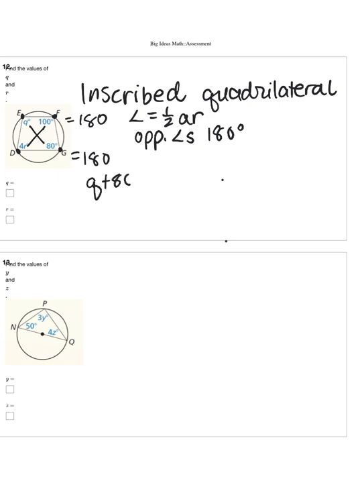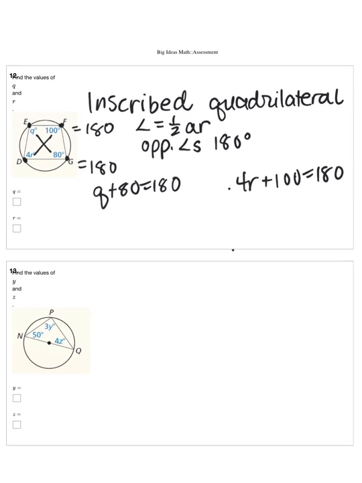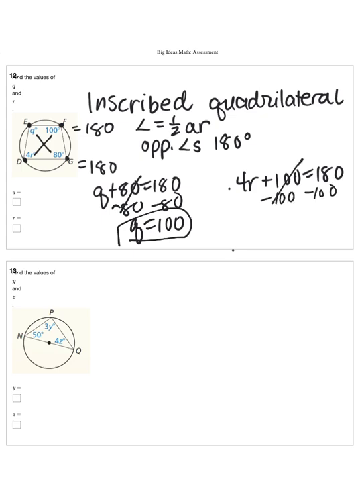So Q plus 80 is 180. 4R plus 100 is 180. From there, we can go ahead and solve. So we get 100 for Q. We'll subtract 100 first from both sides. And then divide by 4. R is 20.